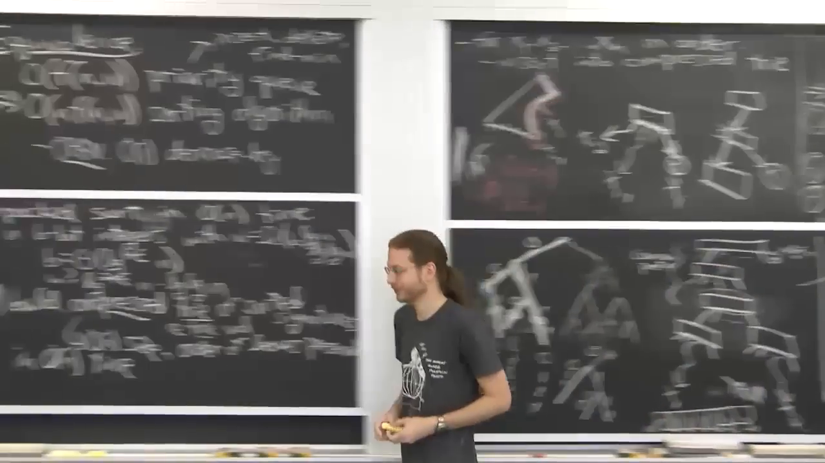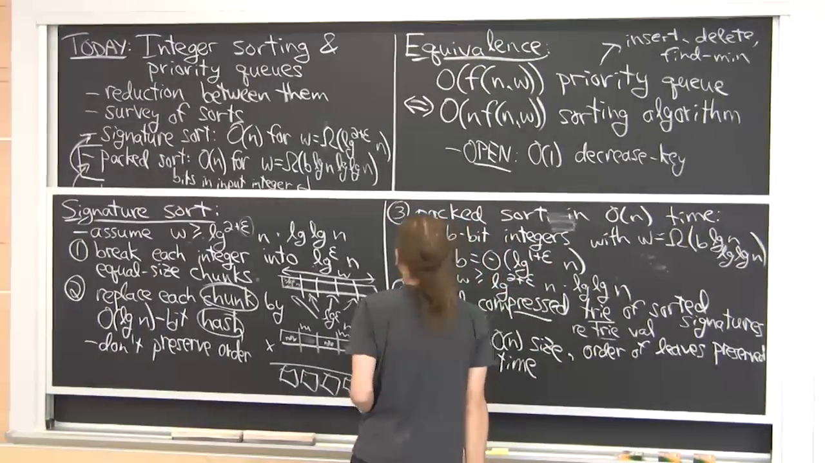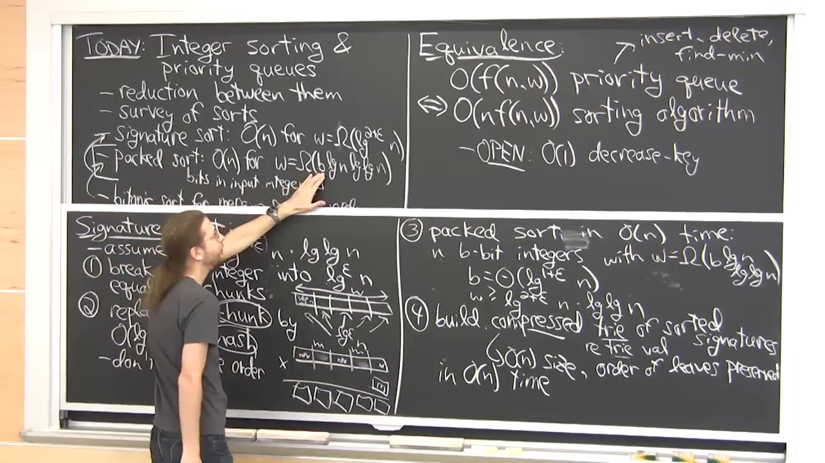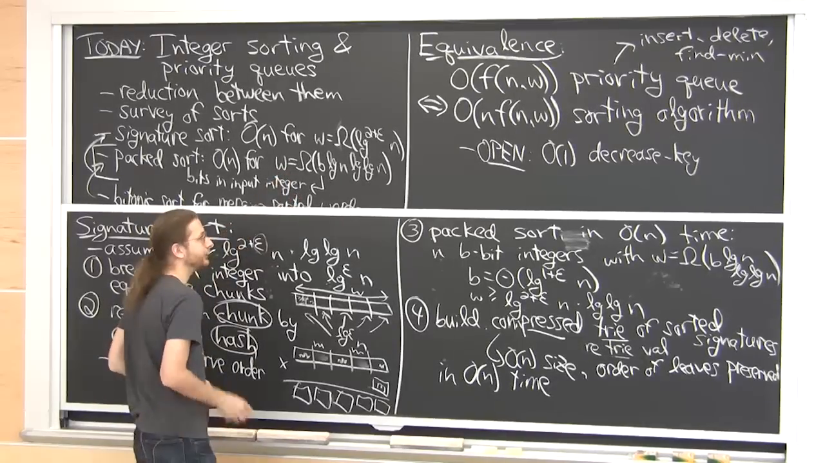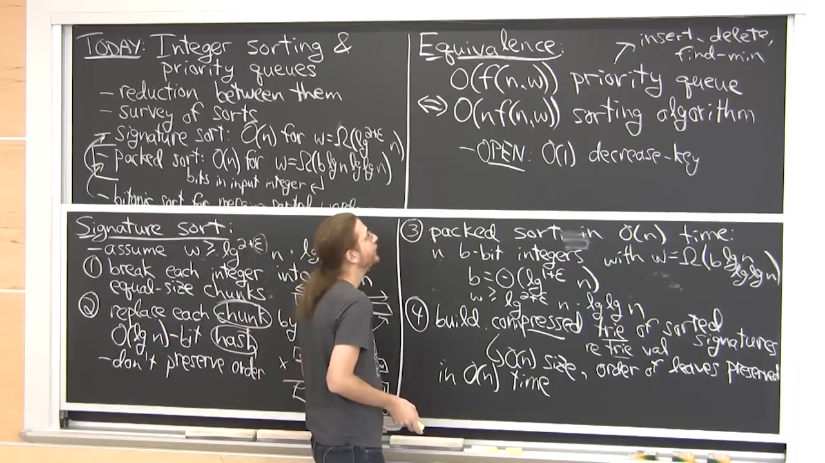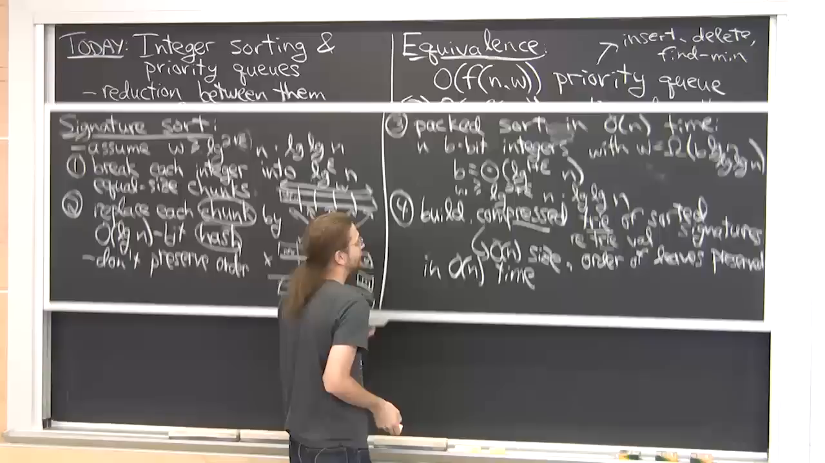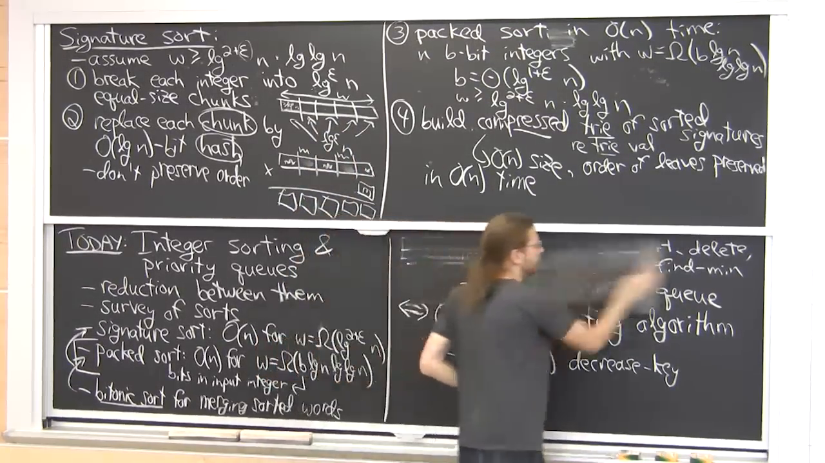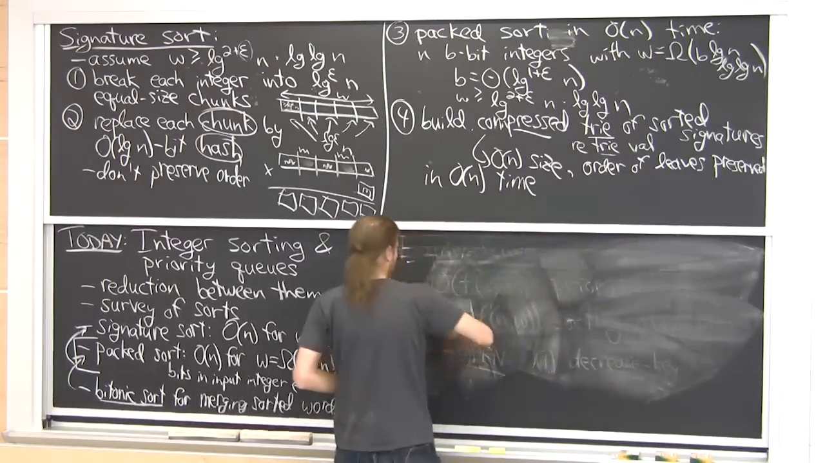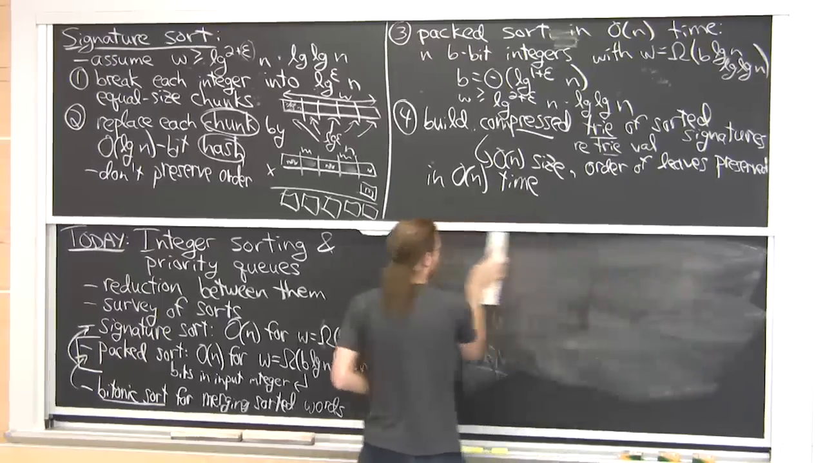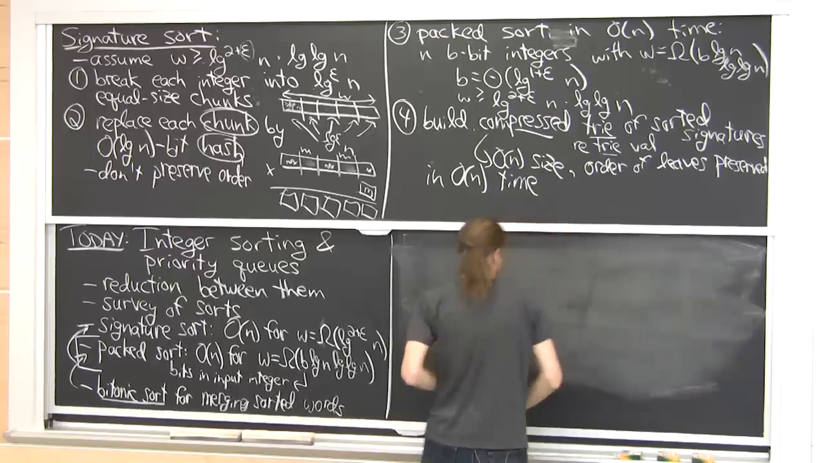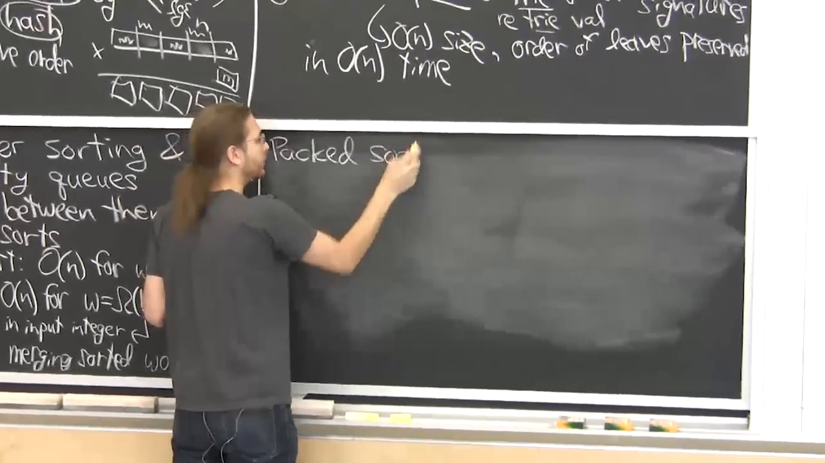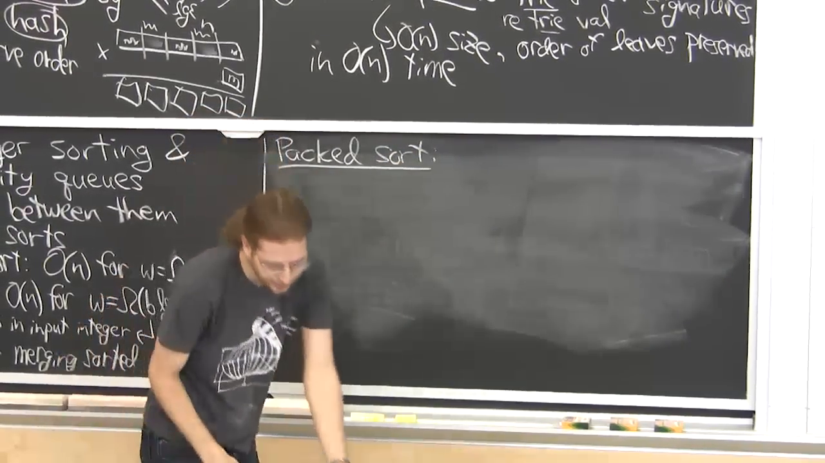Okay, I think I've gone over this algorithm enough times. The next step is pack sorting. If we have integers that are much smaller than our word, how do we sort in linear time? And this is going to be essentially a fancy merge sort. Done in the same paper.